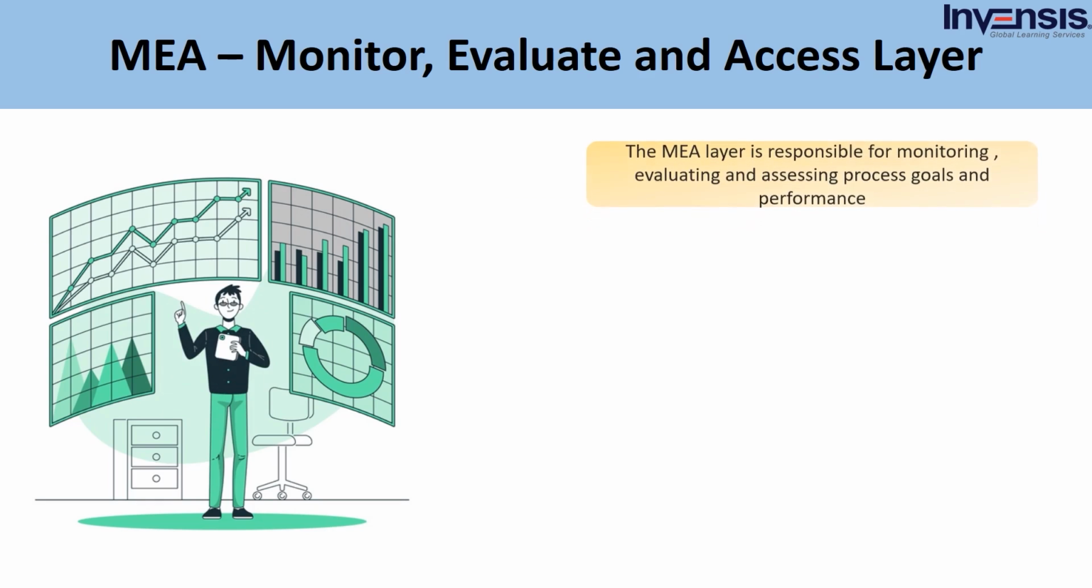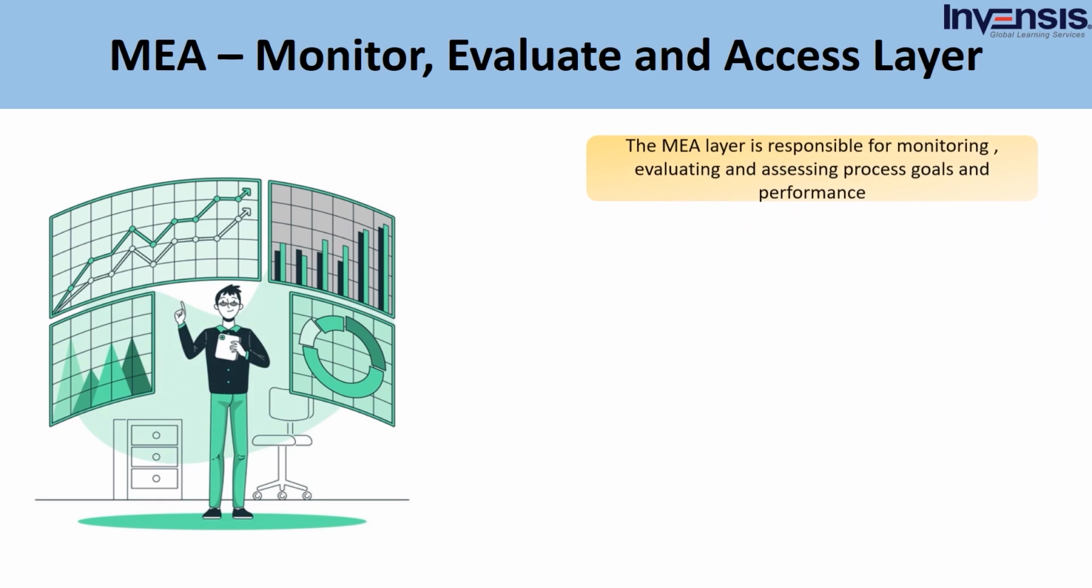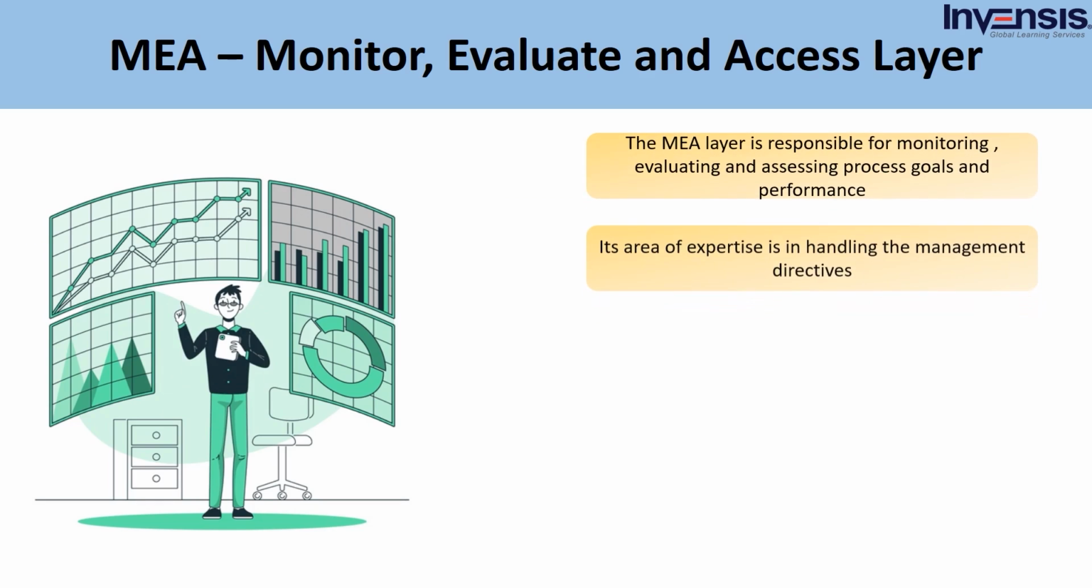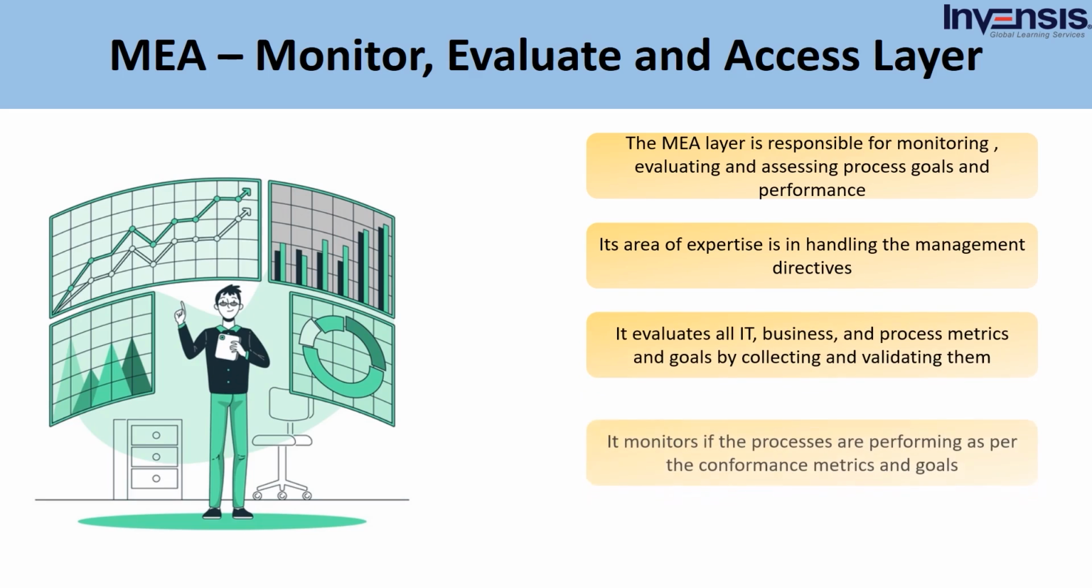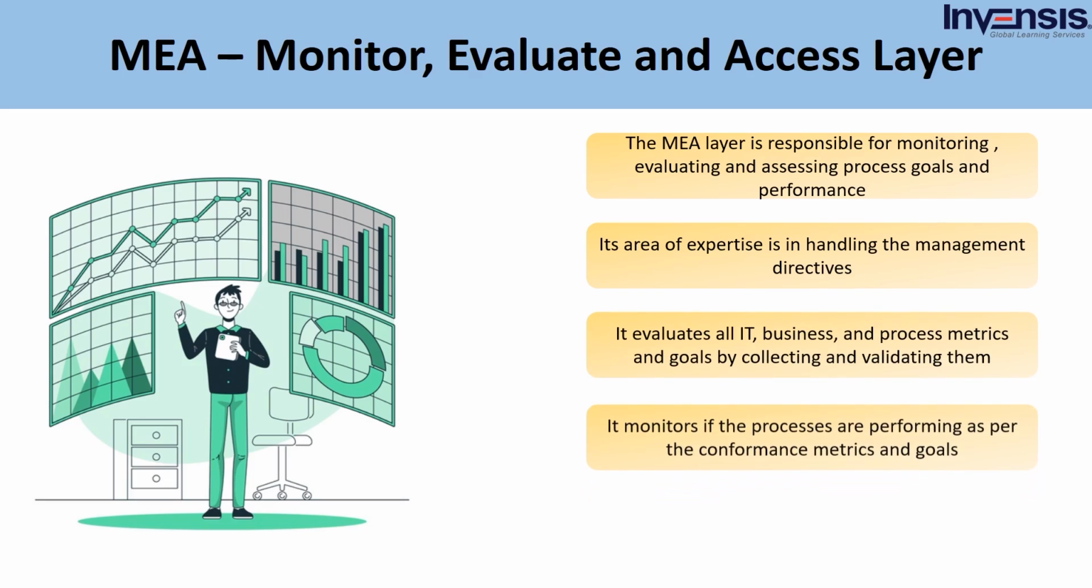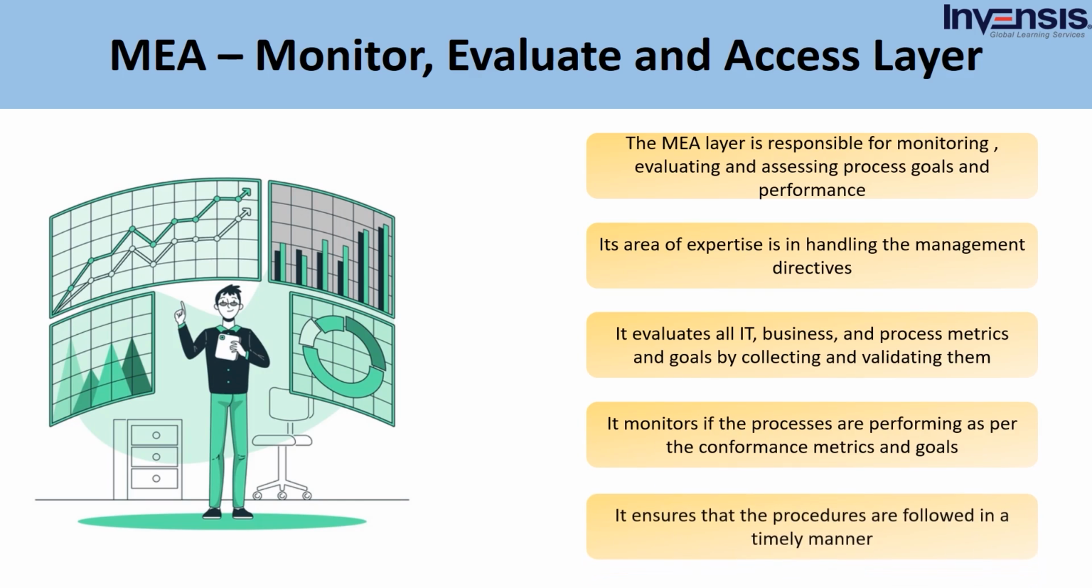The MEA layer is responsible for monitoring, evaluating, and assessing process goals and performance. Its area of expertise is in handling the management directives. It evaluates all IT, business, and process metrics and goals by collecting and validating them. It monitors if the processes are performing as per the conformance metrics and goals. It ensures that the procedures are followed in a timely manner.